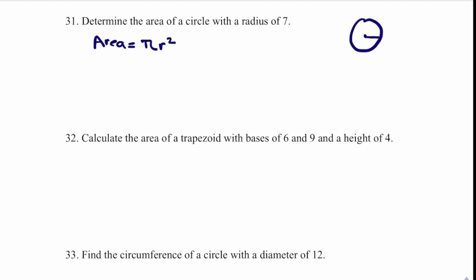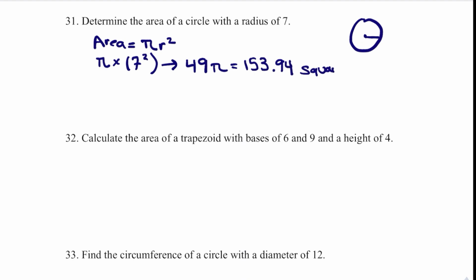So now we can plug these numbers in. So pi times 7 squared. And remember, you're going to have a calculator. So what you do first is you square 7 and then you multiply it times pi. So what's going to happen is you're going to get 49 because that's 7 squared, times pi. Just plug that into your calculator and you're going to get 153.94 square units.